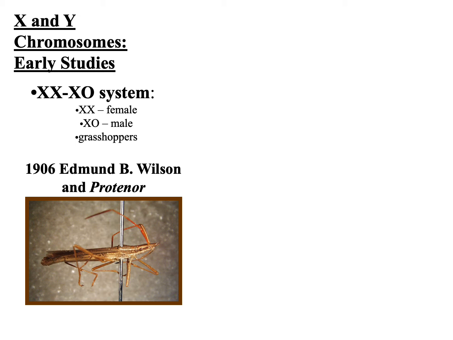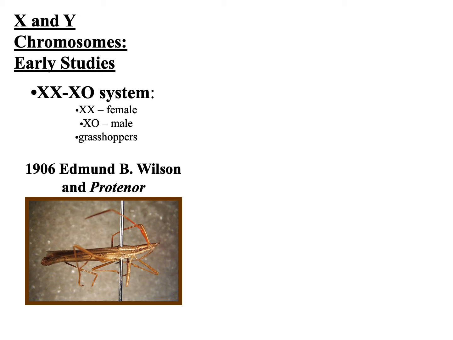And then in 1906, like the slide shows, we have the work of Edmund Wilson. And Edmund Wilson studied an insect species known as Protenor. What he established when studying Protenor was that female somatic cells contained 14 chromosomes and male somatic cells contained 13 chromosomes. And this is what he quickly established as being the XX/XO system of sex determination. He found that females had 2 copies of what he referred to as an X chromosome, and males only had 1 copy of the X chromosome.